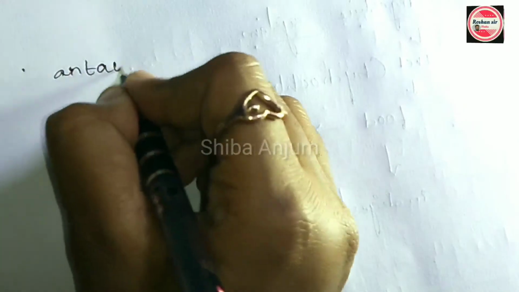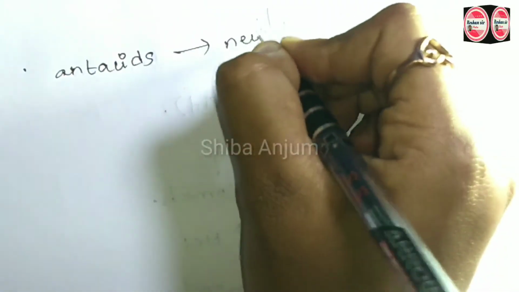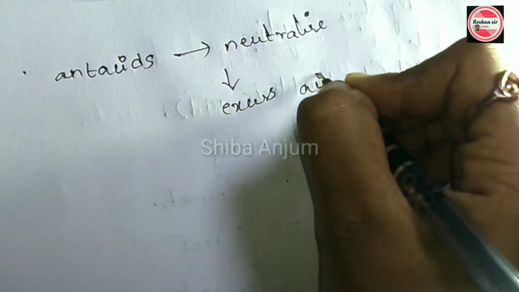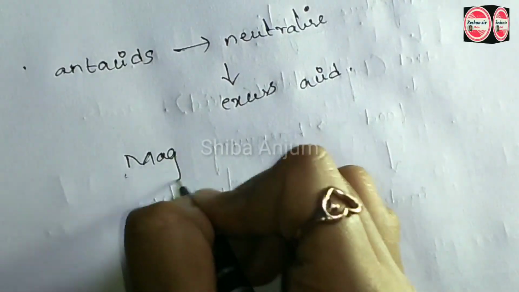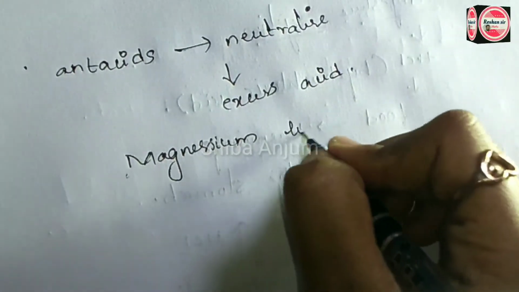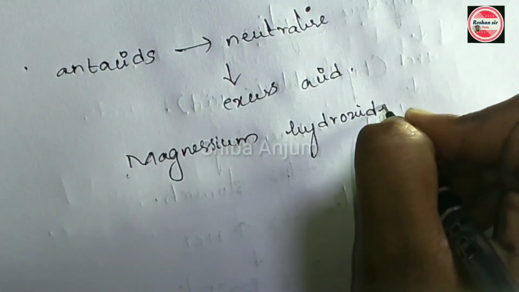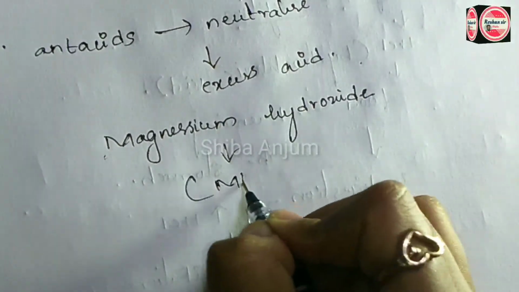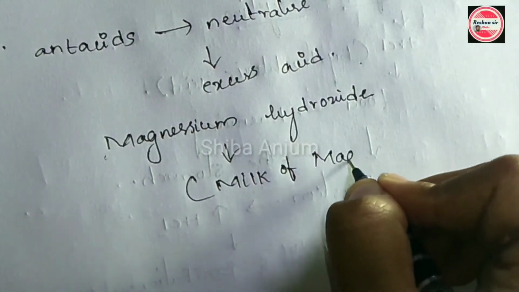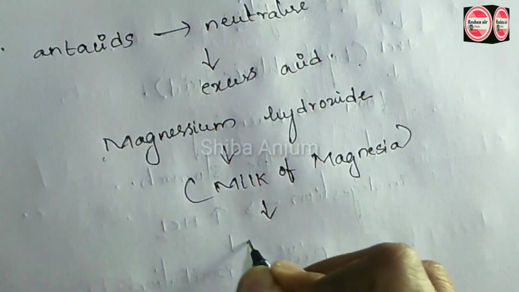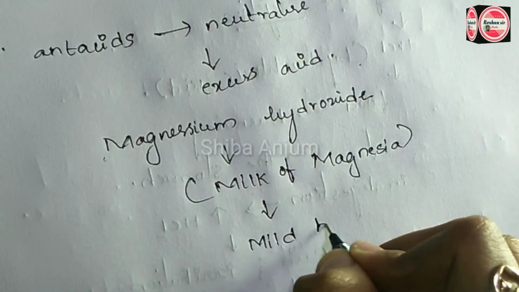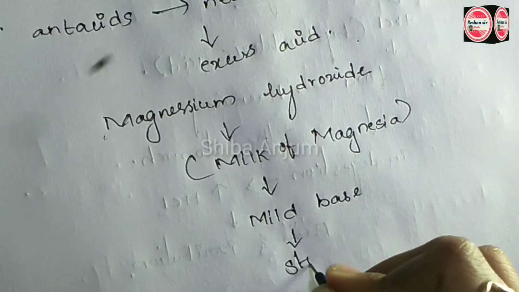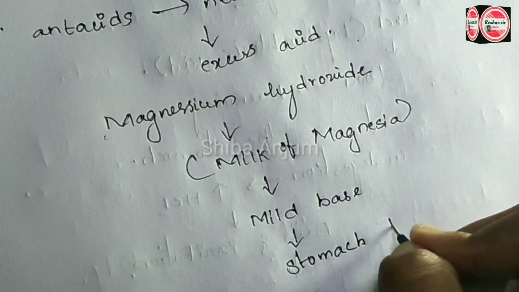These antacids neutralize excess acid. Magnesium hydroxide, also known as milk of magnesia, is a mild base and is often used for this purpose. Stomach digestion.